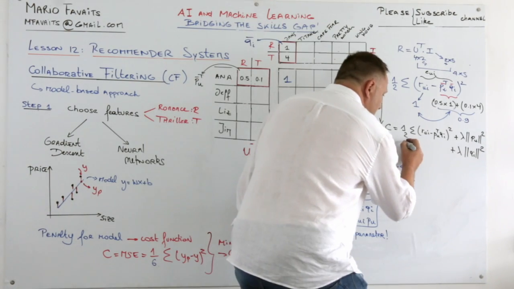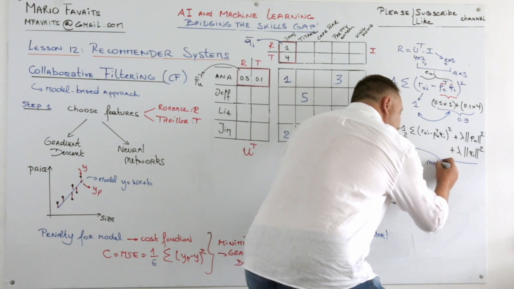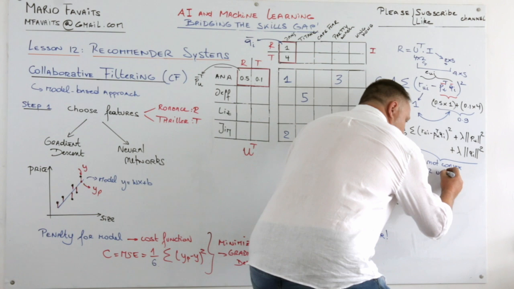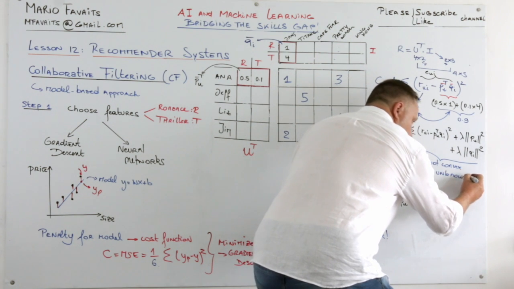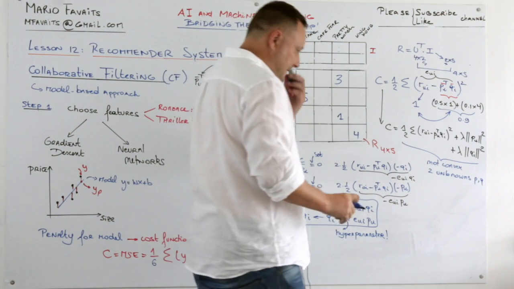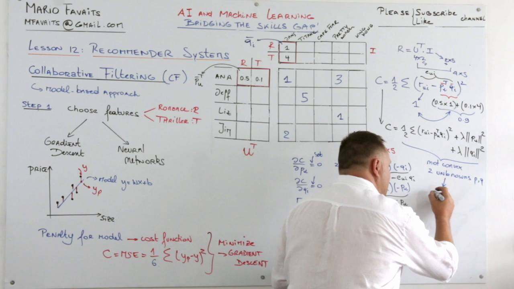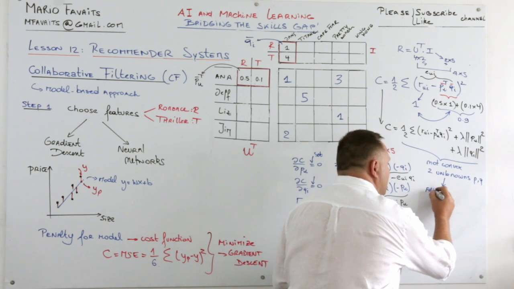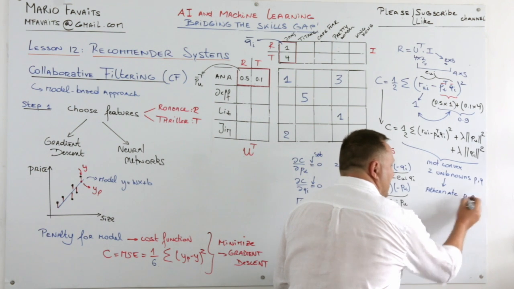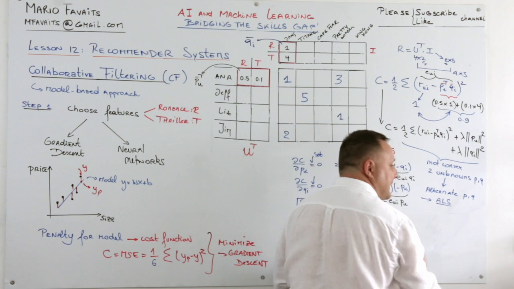Alright, if you look at this one here, this function is not convex and it has two unknowns. It's P and Q, two unknowns. So one option is that you alternate between P and Q, and this is then called alternating least squares, ALS.